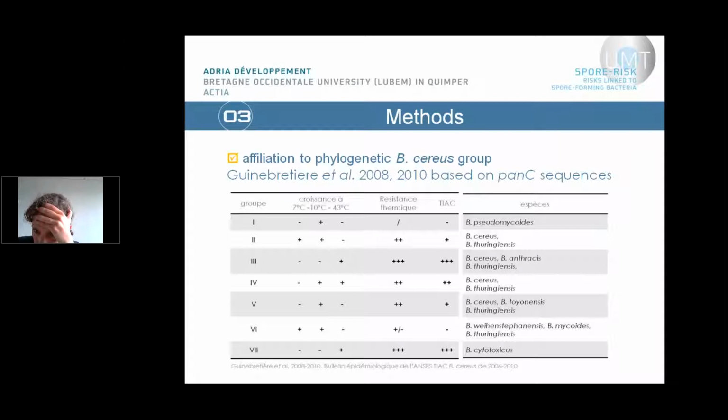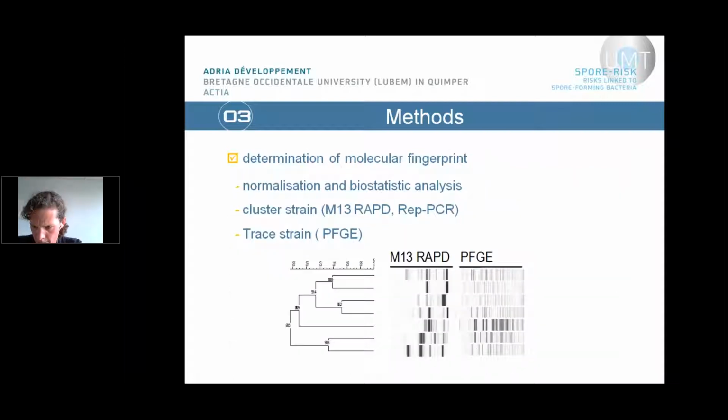When you associate the species to all of these 7 phylogenetic groups, you see that you get Bacillus cereus in all these groups except group 1, Pseudomycoides, and group 7, Cytotoxicus. There are also methods to determine molecular fingerprint, which can be quite interesting to cluster some strains or to trace contaminants along the food chain.